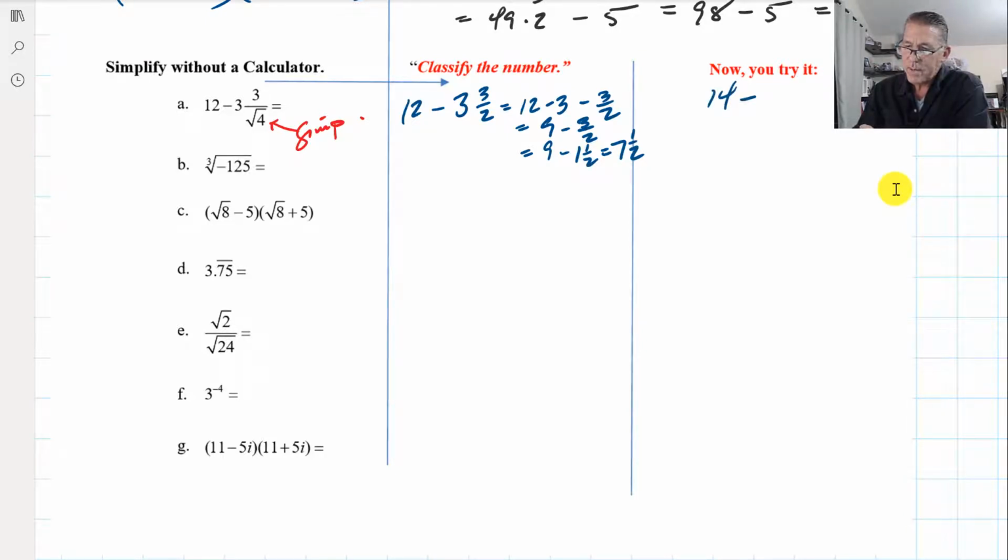14 minus 2, and let's say 3 divided by root 16. Okay, pause the video and go.